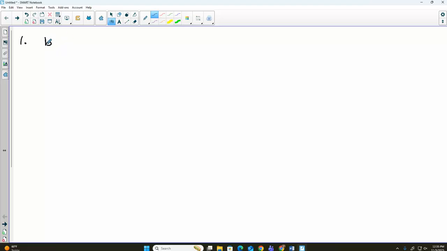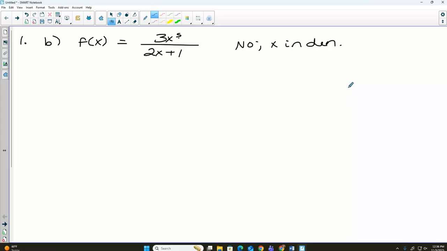On B, so we have 3x to the 5th. That alone is a polynomial. The bottom is a polynomial. But if you divide those, then it is no longer a polynomial, because you would end up with a fraction which equates to a negative exponent on our x. So this one is not a polynomial because x is in the denominator, or x is on the bottom of a fraction. We can't have that.